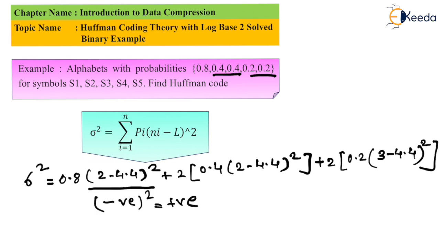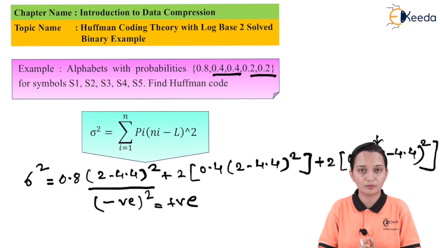Plus again the last two values, with 0.2 probability. So 2 into, in bracket, 0.2 in bracket. Now the code word length for the last two symbols S4 and S5 was 3. So this is the answer, 3 minus 4.4, bracket square. So in this way you can easily calculate this answer, and you can write down some value for the variance.